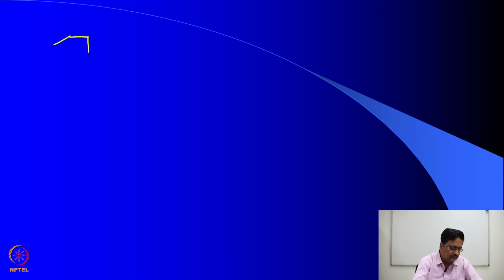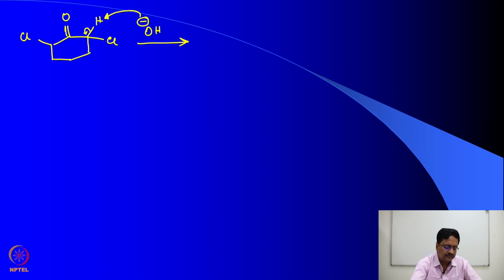So, what I am trying to do is I am trying to use the same reaction mechanism for the formation of this 5-membered ring from a 6-membered ring compound. So, you take OH minus, which takes up this proton, and that proton releases electron on that carbon and gets removed.